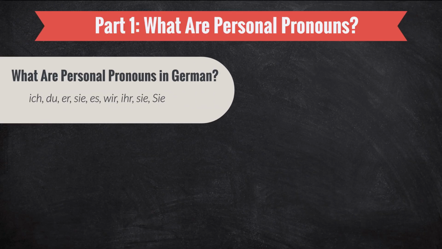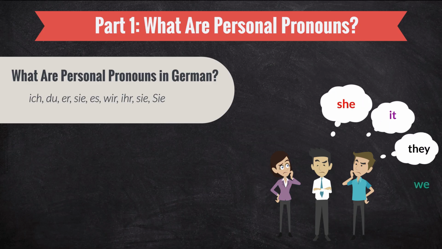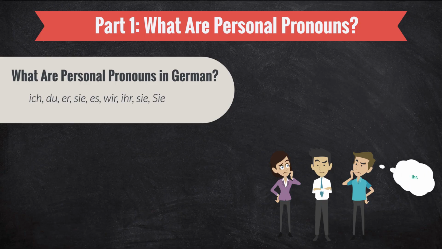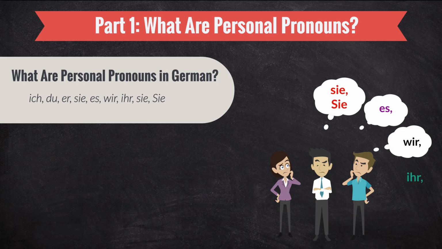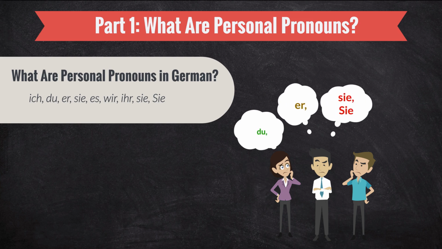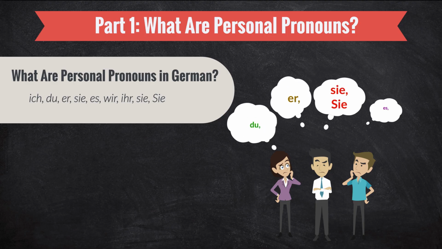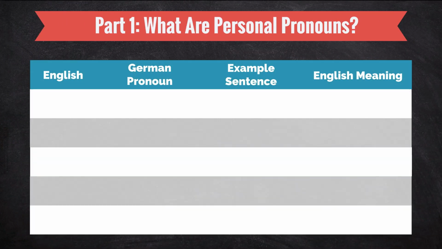Let's begin with something very important in German grammar: personal pronouns. These are the words like I, you, he, she, it, they, we. They help us talk about people or things without repeating names all the time. German has similar pronouns, but with different words and special rules for formal and informal speech. Let's look at them now in a clear table with examples. Let's go through each one together with the examples.